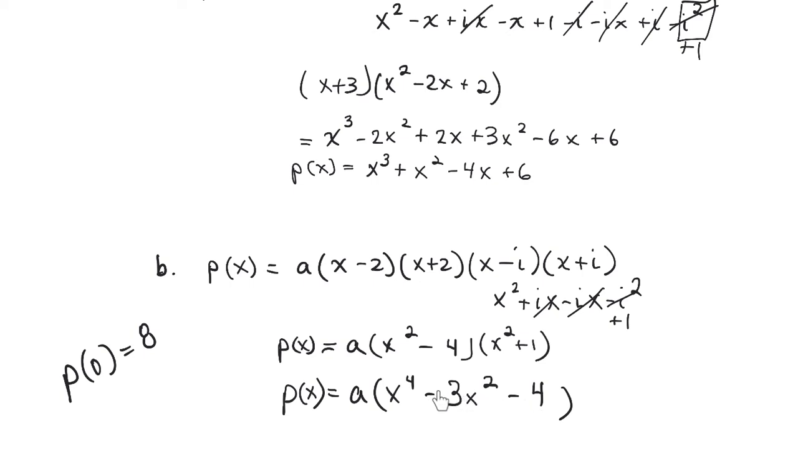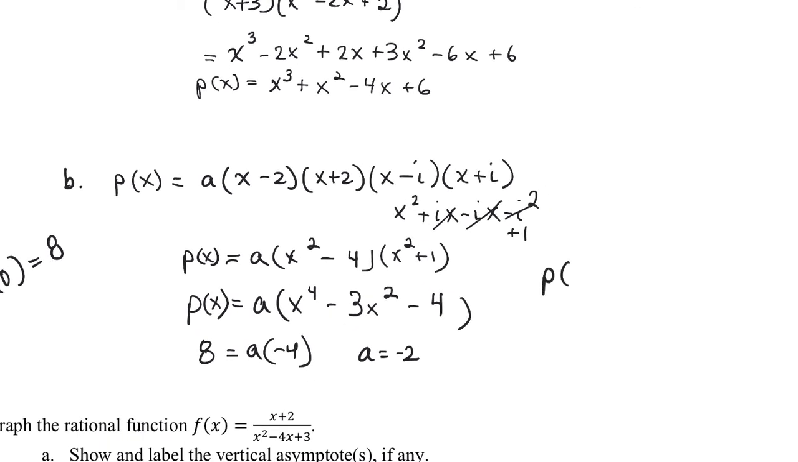then what do we have? Negative 4. So what we have is 8 equals a times negative 4. So then how do we proceed there? Say again? a would have to be negative 2. 8 would have to be divided by negative 4, so a equals negative 2. And what is that telling us? The leading coefficient. The leading coefficient now is negative 2.